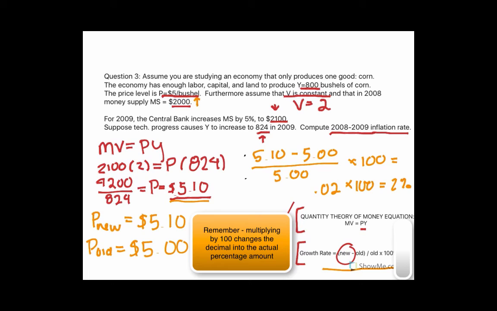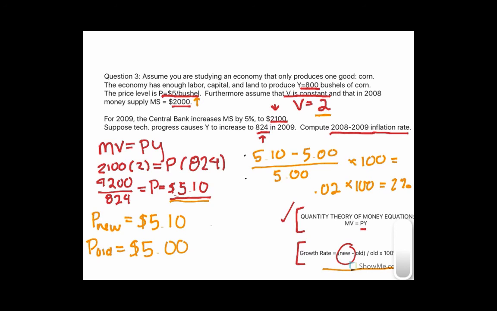And just to review one more time the important concepts in this problem, we realized that our velocity of money, we assumed that to be constant, so we had to take that 2 from the previous problem. And also, why did we have this increase in price? What caused this inflation? Well, we increased our money supply by $100, remember, when we moved from 2,000 to 2,100, and we also increased our real GDP. So these two things allowed us to calculate our new inflation rate, which was 2%.